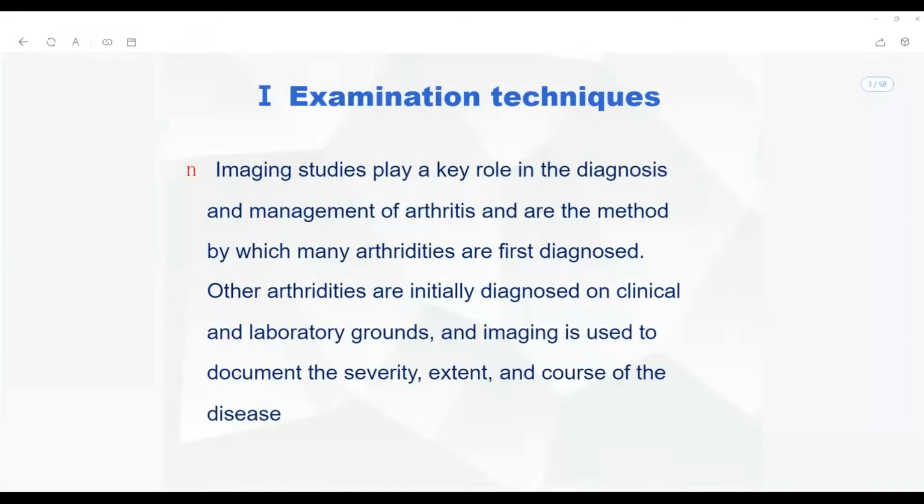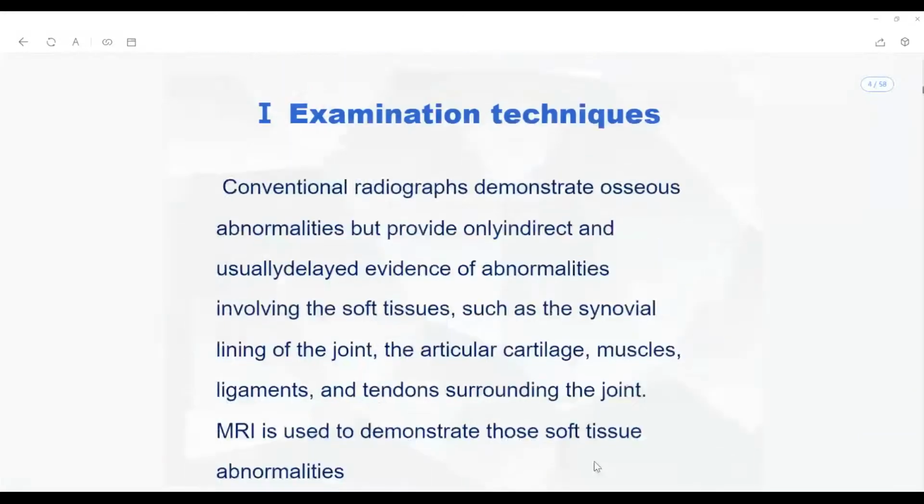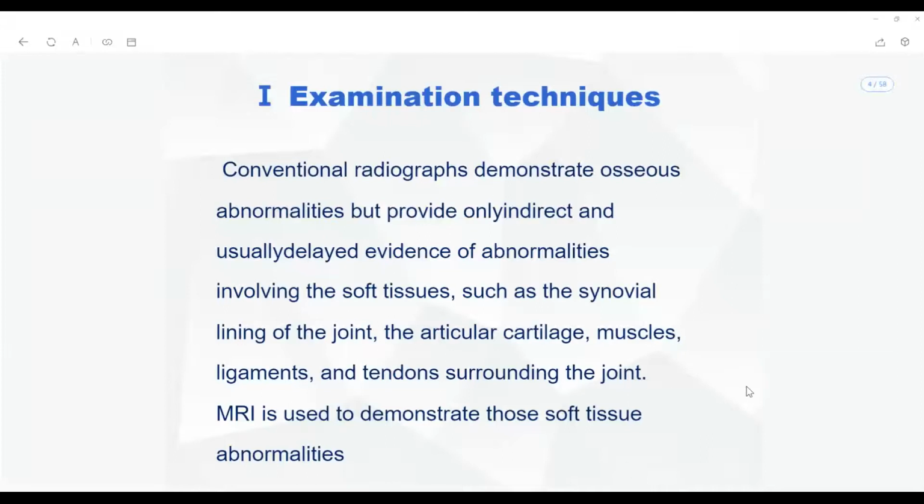So rather than going for all kinds of investigations, based on clinical and laboratory grounds we decide whether to look for an imaging diagnosis or not. Imaging is generally utilized only to estimate the severity, extension, and course of the disease. So I think right now you have a pretty good idea how we proceed in this clinical condition. Now, what exactly do conventional radiographs do?